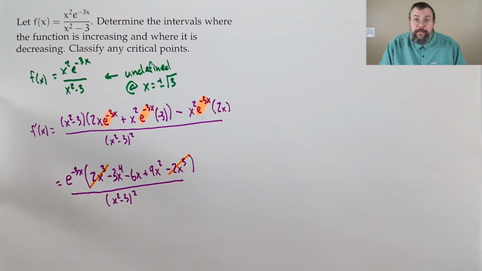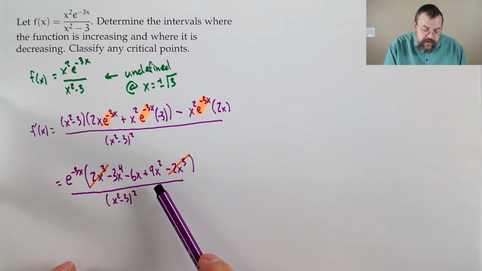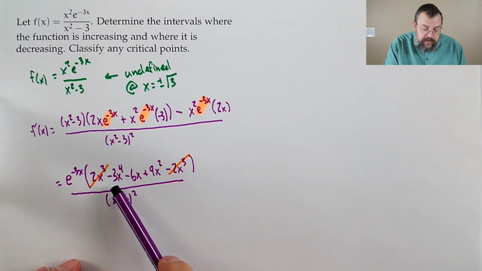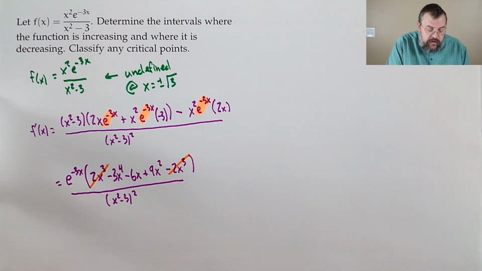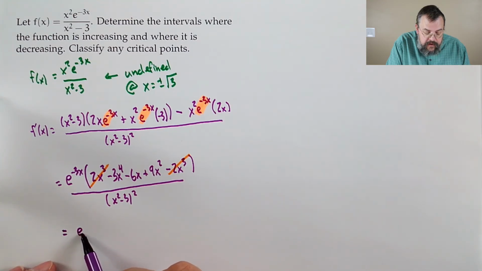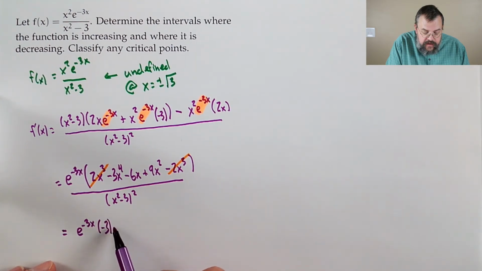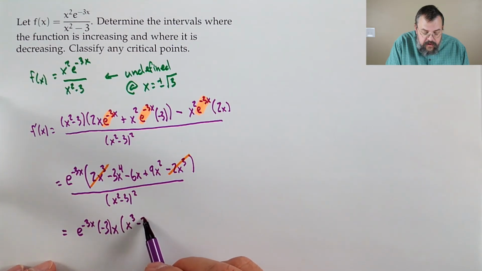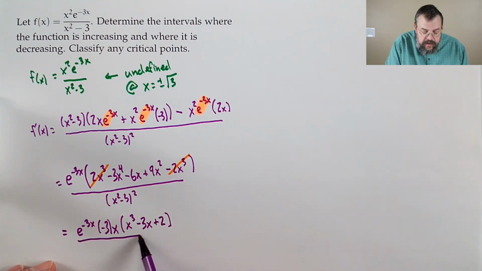Well, we forge ahead, right? So, let's clean it up. First off, there is something that we can do. There's an x we can pull out, and we can pull out a 3. I'm going to pull out a negative 3 because I want the leading coefficient to be positive. So, what do we have? We have e to the minus 3x, and then we're going to pull out a minus 3 times x, and what's left? We're going to have x cubed, then minus 3x, and plus 2. All that divided by x squared minus 3 squared.